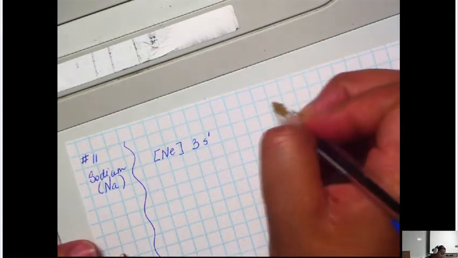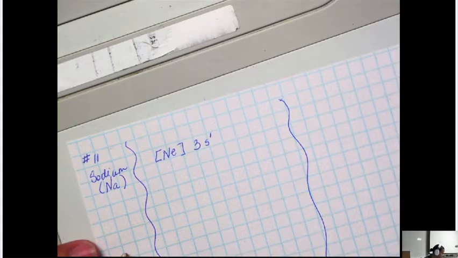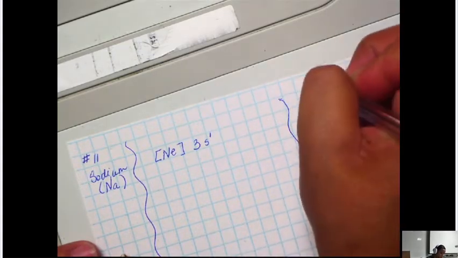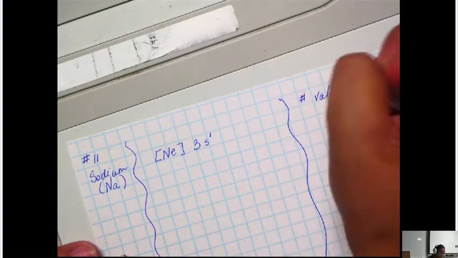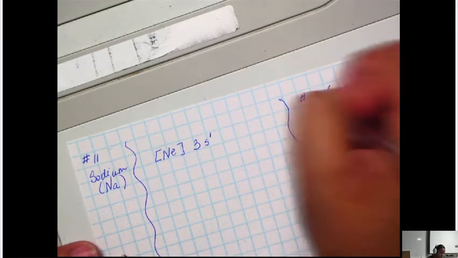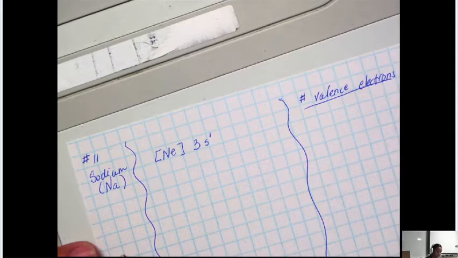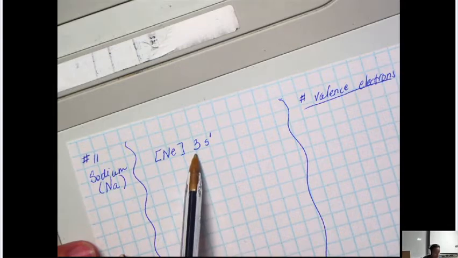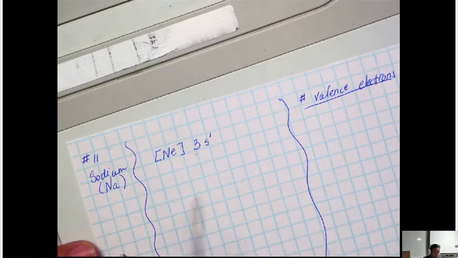The next line that you have says that you are to write the number of valence electrons. Okay, so your valence electrons are your outer shell electrons. Your valence electrons are your outer shell electrons. So as far as our outer shell, it is level 3. How many electrons are on level 3 right now for sodium? How many electrons do you see in level 3, since level 3 is our outer level? How many electrons do you see?